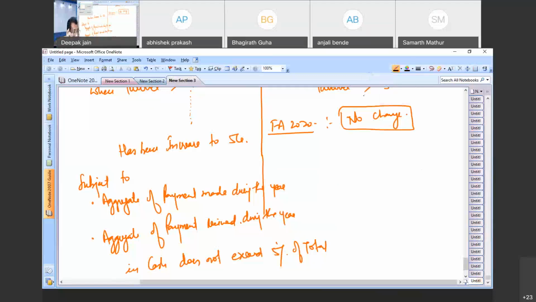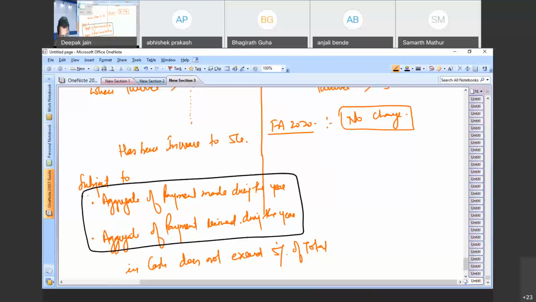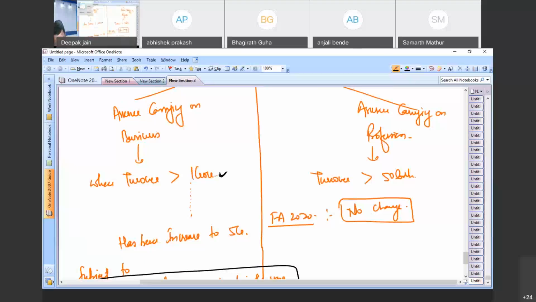Basic principle, the limit of 1 crore is applicable. However, in some special cases, the limit of 1 crore has been extended up to 5 crore. What was the condition? Aggregate of payment made during the year in cash does not exceed 5% of total, and aggregate of payment received during the year in cash does not exceed 5% of total. If both points are satisfied, then up to 5 crore, no need to get your accounts audited. If any one condition is not satisfied, then the 1 crore limit is applicable.